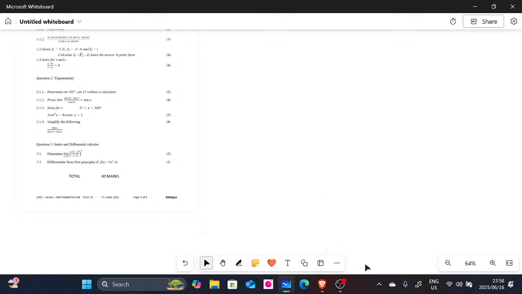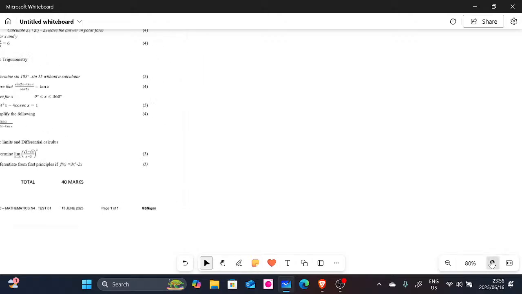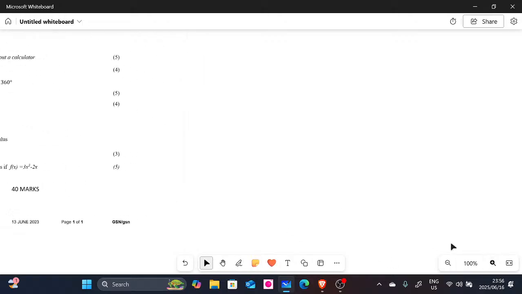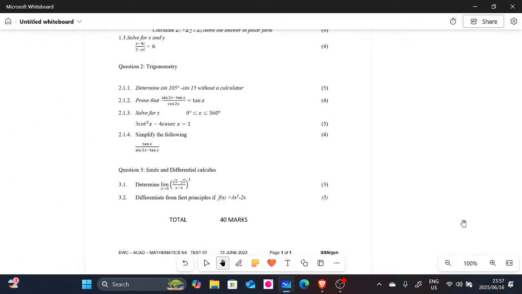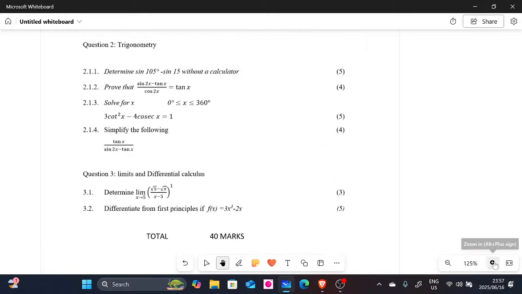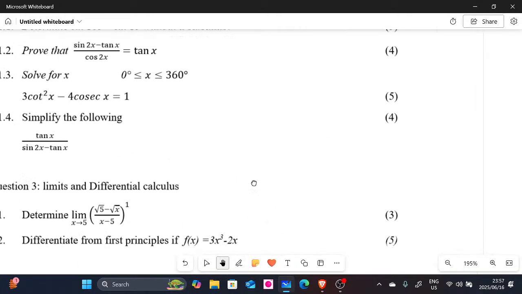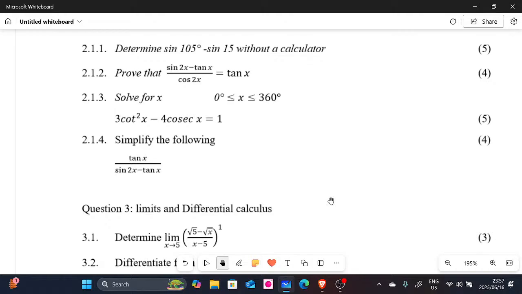So let me just zoom this, so that we can do the last question. Then we sleep. It's already late. It's 12 o'clock, and you are supposed to wake up early and write them. So let me just zoom this one. We're going to be quick about this one. It's very simple. I'm hoping Mr. Nkuna can help us find the shortest method.